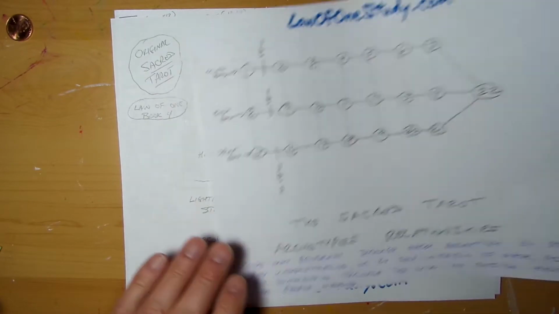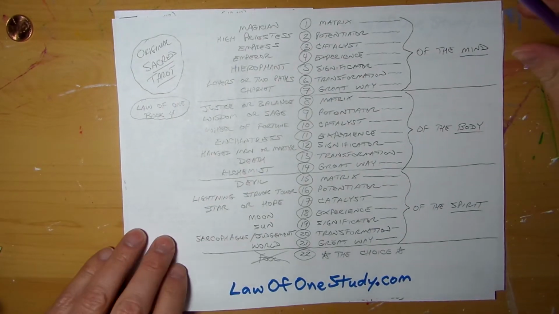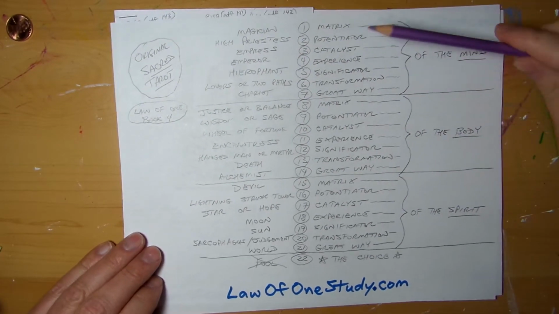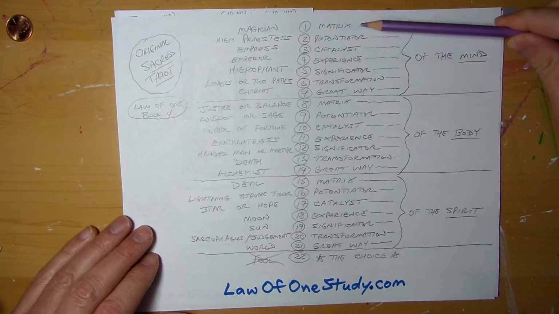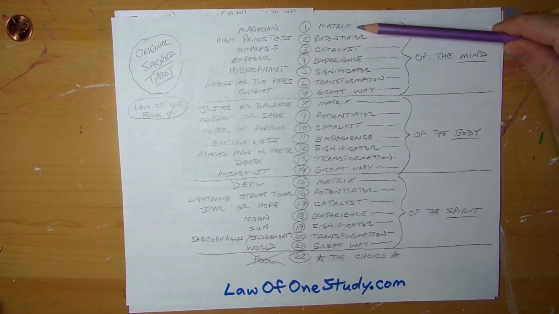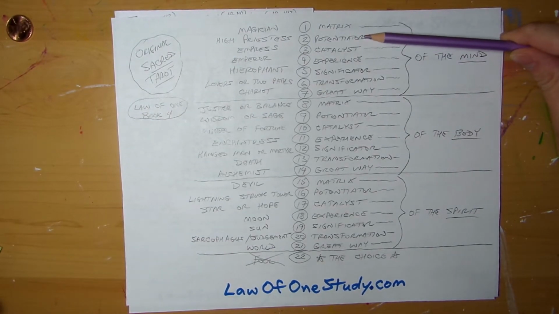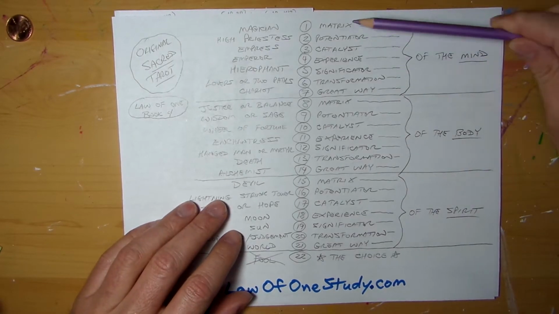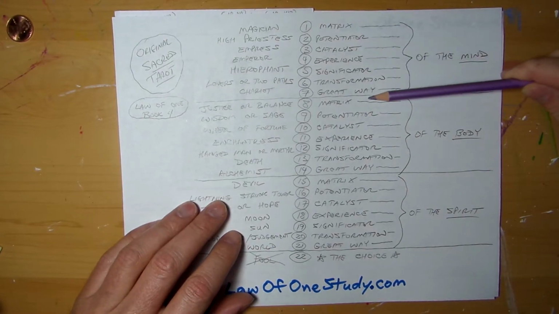And I'll upload these so you have these. But basically, we did matrix of the mind. That was archetype number 1. And archetype number 2 is potentiator of the mind. So see how we're progressing through these.